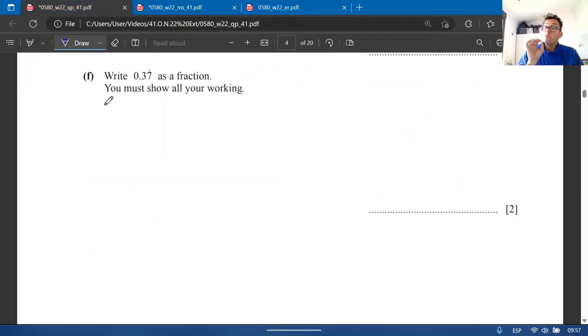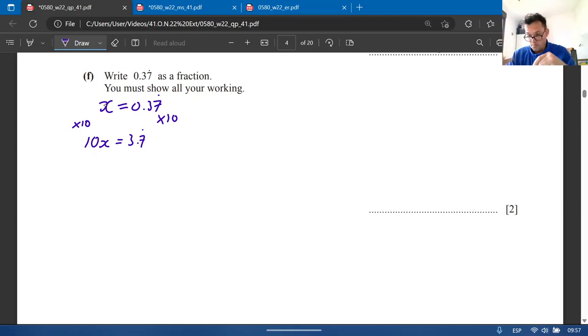Question F. Write as a fraction, you show your working. Okay, so this is where they want you to do this whole thing where you say x equals 0.37 recurring. Okay, and then, well, there's two things. We can multiply by 10 or multiply by 100. Let's multiply by 10 because there's one number recurring. So we multiply both sides by 10. That means 10x equals 3.7 recurring. What we do now is we subtract the first equation from the second one. So I'm going to write the second equation down again. Okay. And we subtract them.